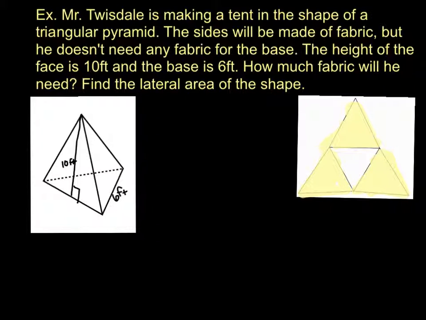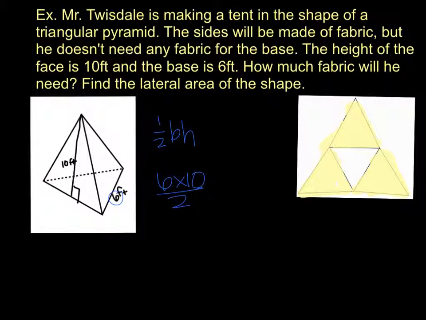It said in the problem he doesn't need to. So I only need to find the area of the triangle and times it by 3. So, remembering that my area for a triangle is 1/2 base times height, or base times height divided by 2. My base is 6. My height is 10, divided by 2. 6 times 10 gives me 60. Divided by 2 gives me 30.